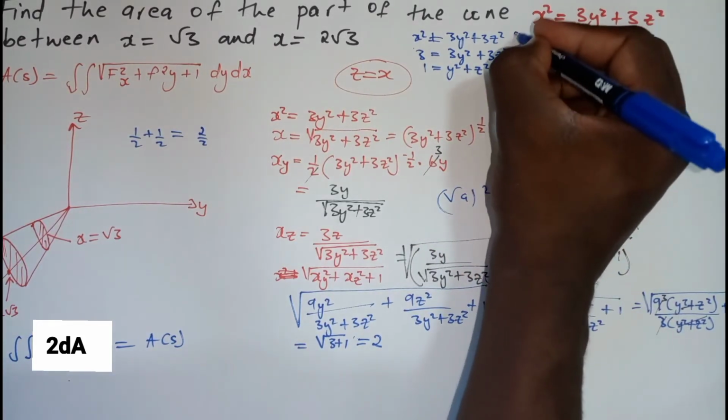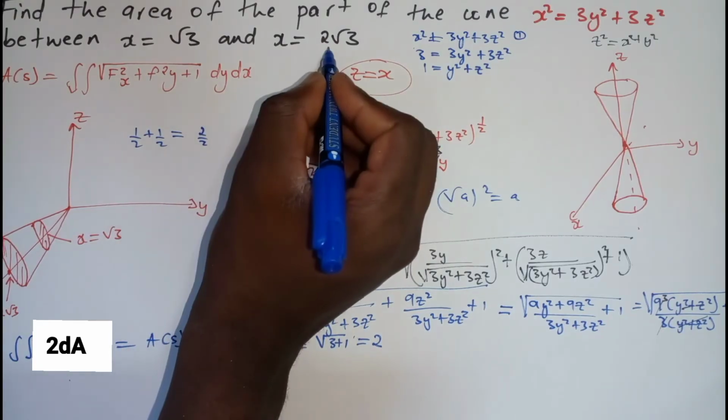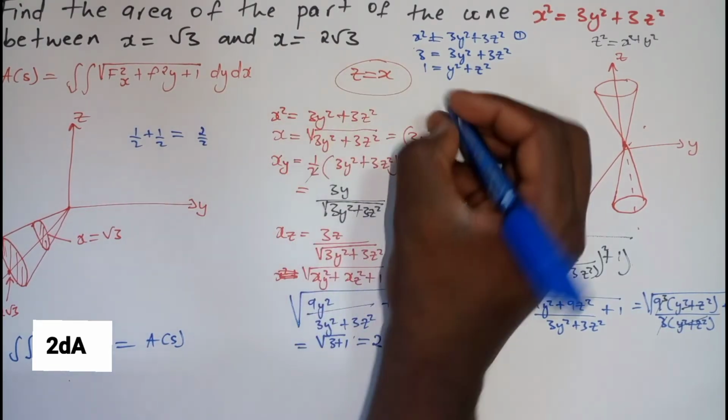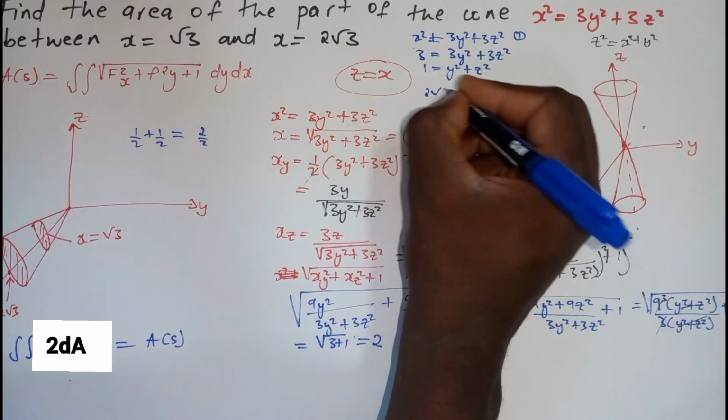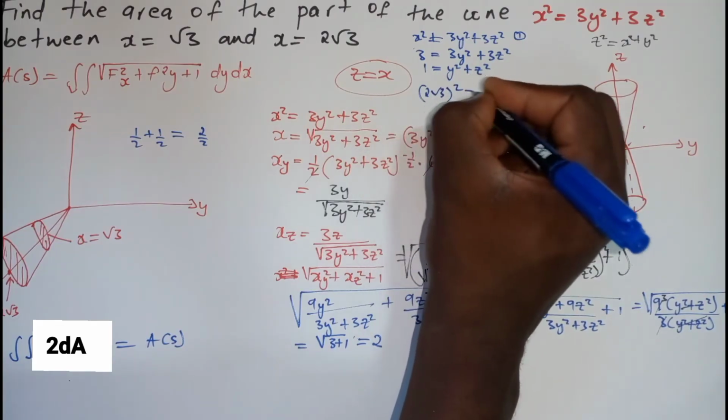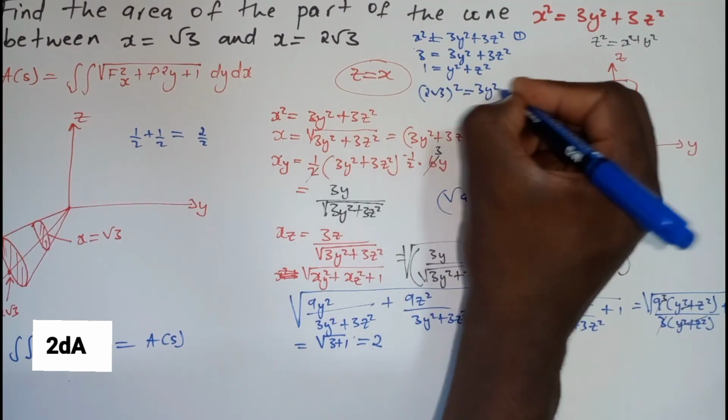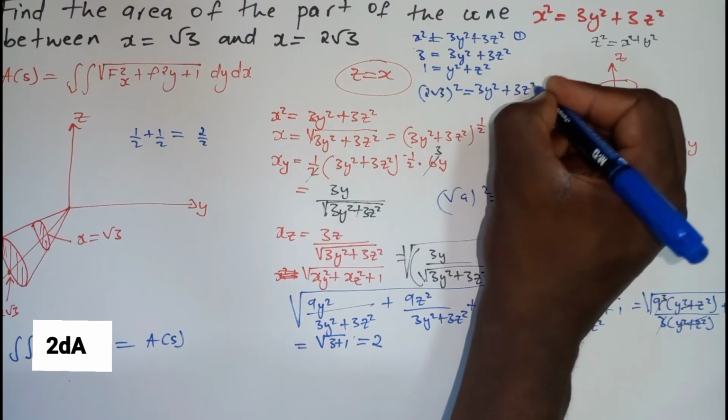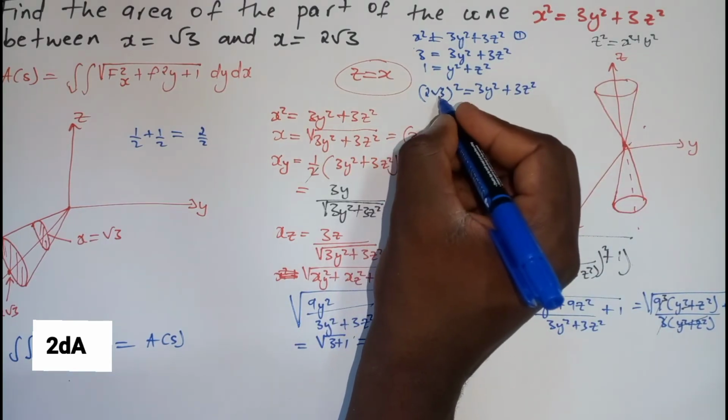Now let's go to the second equation. Now our x is 2 root 3. So this is going to be (2 root 3) squared is equal to 3y squared plus 3z squared. So we're going to have 4 times 3.